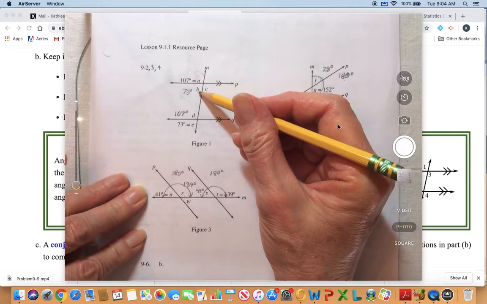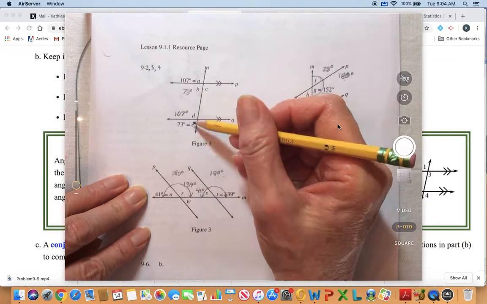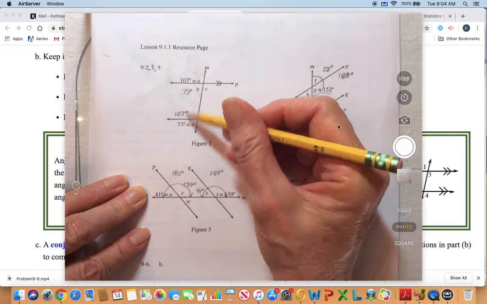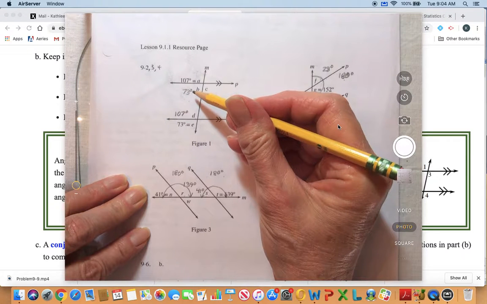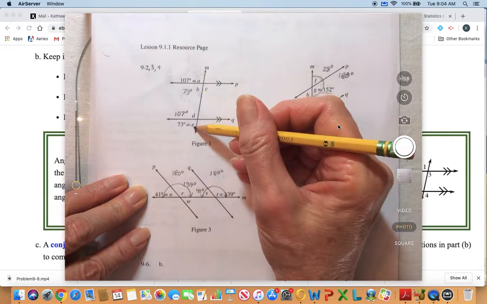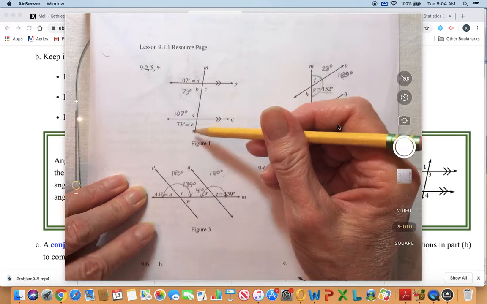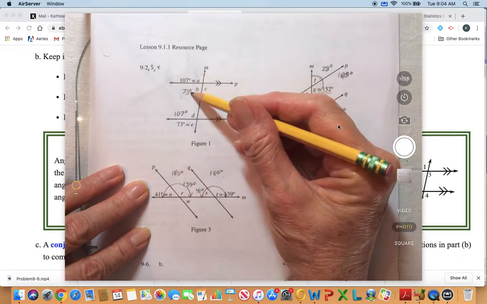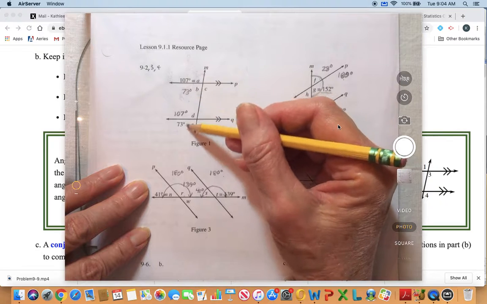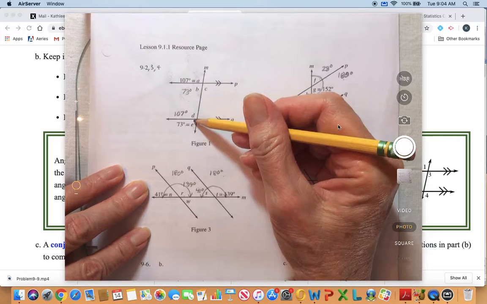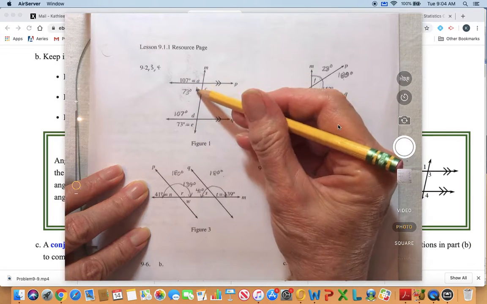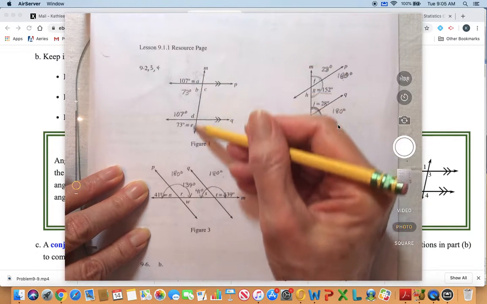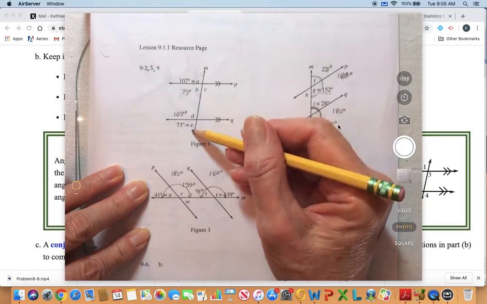Now we're going to compare B and E. The thing that we notice first is the measure of B and E is exactly the same, 73 degrees. And we notice that B is below the parallel line, as is E, and that both E and B are on the same side of this line, the transversal.